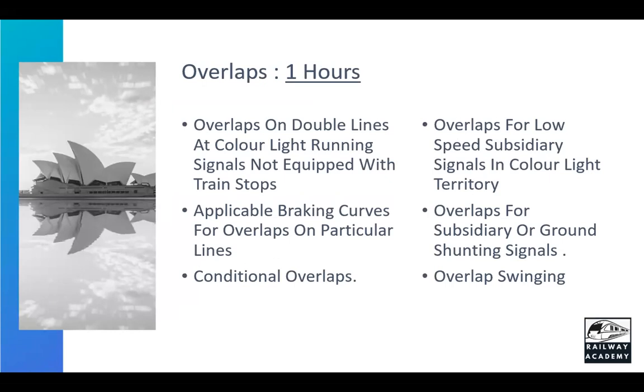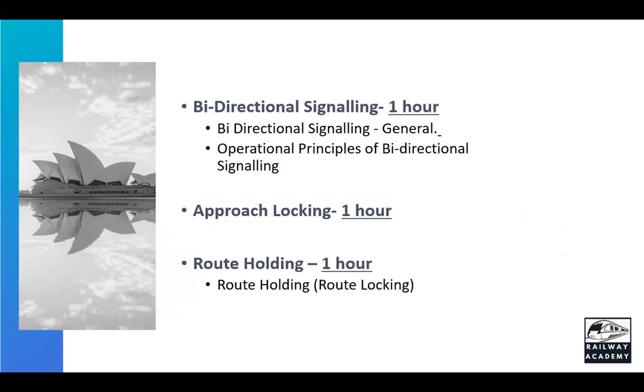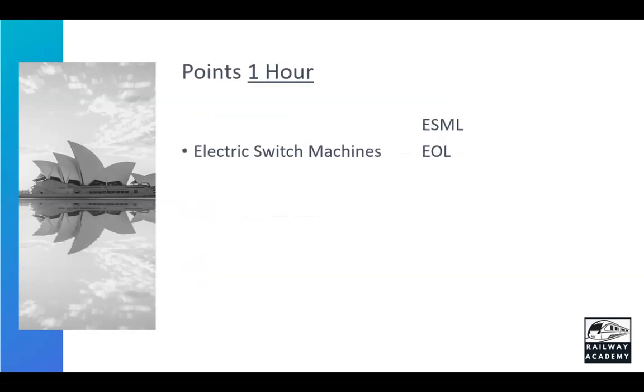Then 1 hour for overlap, because the overlap concept is similar. The only thing is the measurements are different. That's why I have given 1 hour allotment. Then bi-directional signaling, which is slightly different from double line signaling, I am allotting 1 hour. Approach locking is almost similar, 1 hour. Route holding is almost similar, 1 hour.